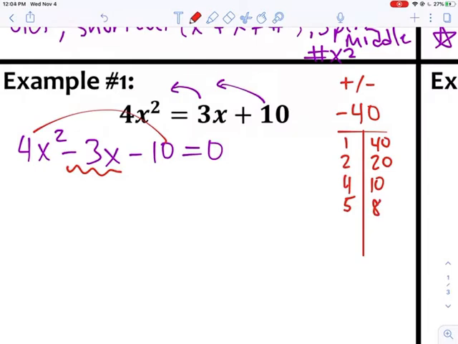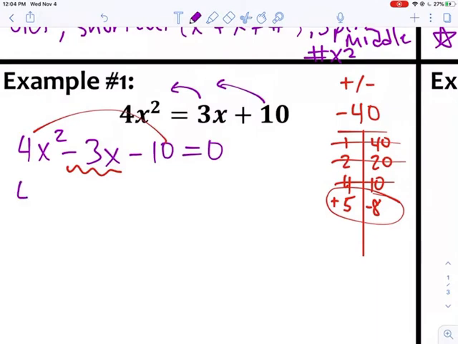1 and 40, in no way can they subtract or add to a negative 3. 2 and 20, same deal. 4 and 10, we're close. It can get us to a 6, but 5 and 8 can get us there. So I need to get to a negative 3, which means I've got to have my bigger number be negative. Negatives have to win here. So 5 minus 8 gets me to negative 3.